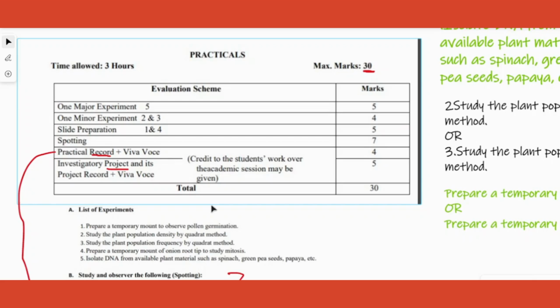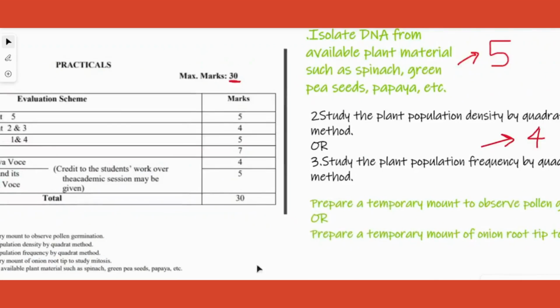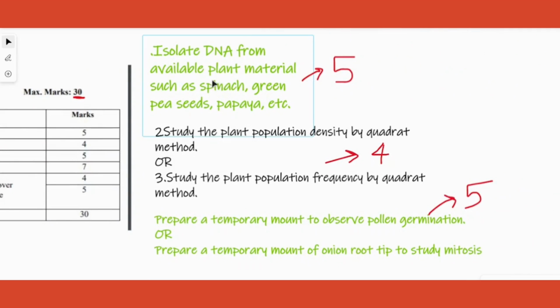First is a major experiment, which is coming for 5 marks, and that is DNA extraction. Whichever procedure your school has followed and taught you, the same thing you are going to learn, and you are going to do the procedure during your examination. For 5 marks, you are going to isolate DNA, spool it out and show it to the external examiner, as well as write the procedure down. For all that you get 5 marks.